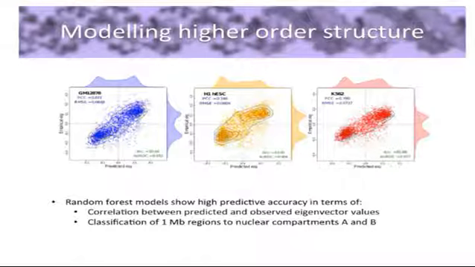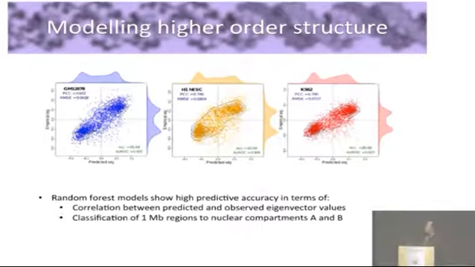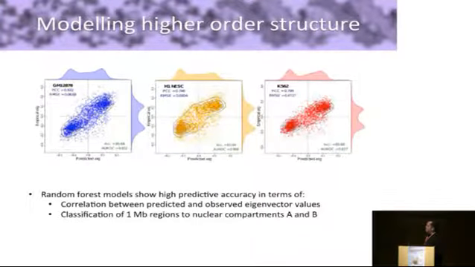So here are some results of the modeling. We've got our three cell types here, and what you're looking at is the empirical or observed eigenvector for every megabase in the genome plotted against the predicted eigenvector. The predicted eigenvector is predicted purely on the basis of the ENCODE locus level features. You can see it's fairly linear. And the PCC here is the Pearson correlation coefficient between the observed and predicted eigenvectors. In each case, we get up to around 0.8.